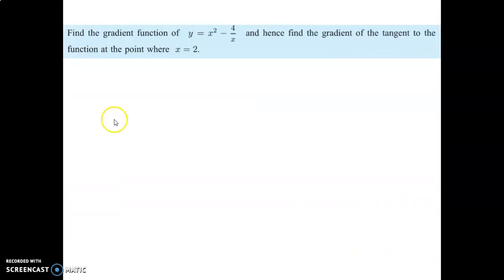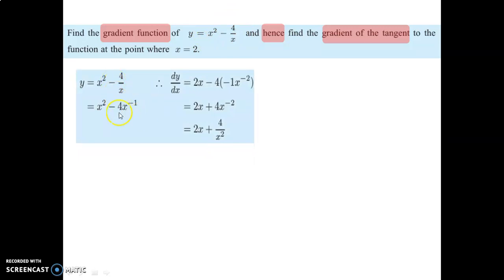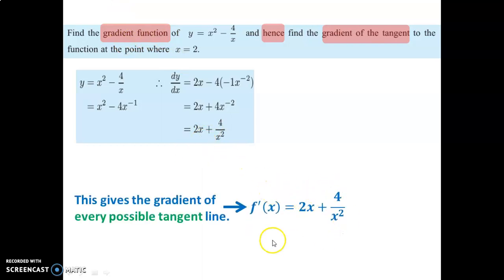Try this problem. It says find the gradient function of this equation. And then it says, hence find the gradient of the tangent to the function at the point x equals 2. Well, let's begin with the first step. We're going to find the tangent, or the gradient function. So find the derivative of that. There's your derivative. So this is this one simplified, and then finding the derivative, we get this. This is called the gradient function. This function allows you to find the slope at any location on the curve. So as we know, again, this is the gradient function. It allows you to find every possible tangent line.